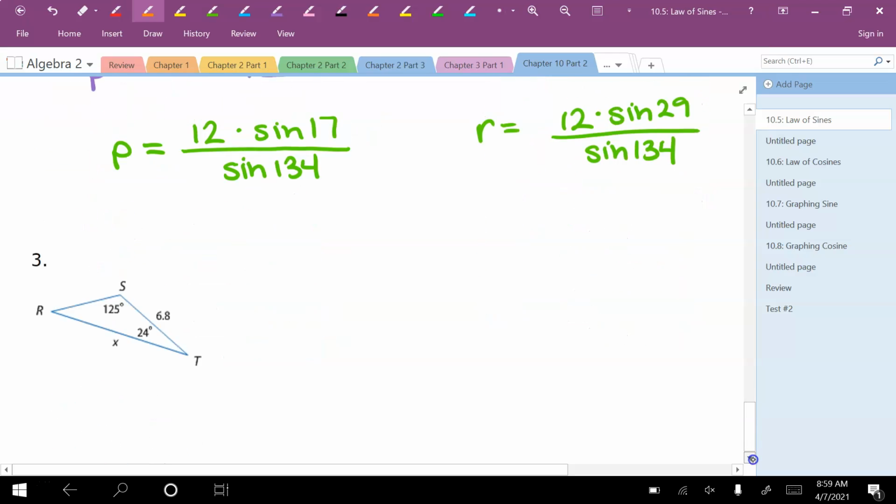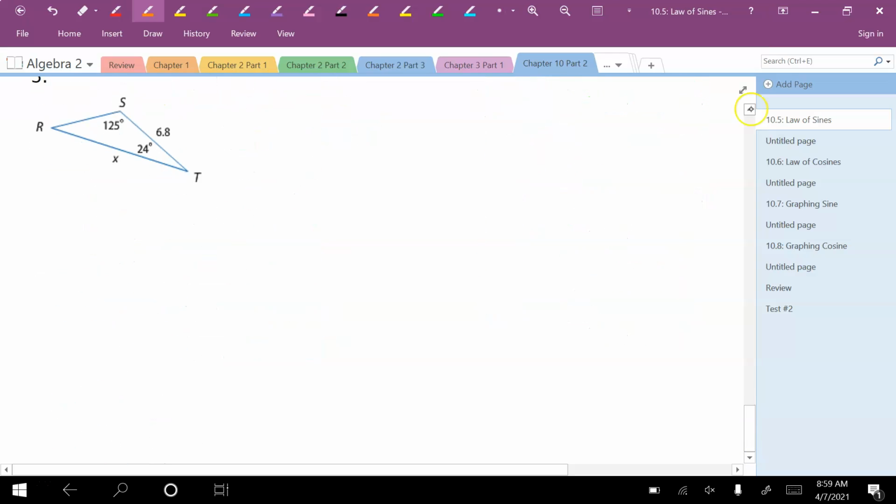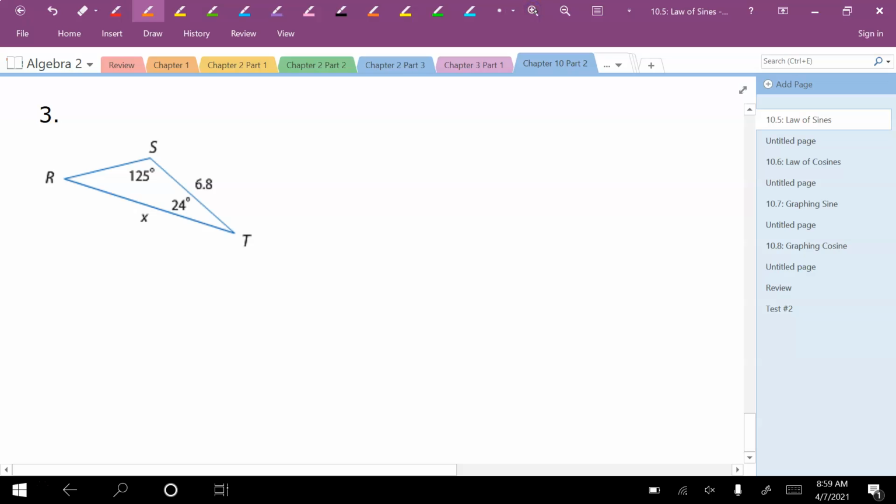There is one more on this page here. And if you would like to try it on your own and have me check it for you, I can do that. It's exactly like those last two that we just did, so it would be a similar setup. You would want to find that angle R first, and then use that to help you set up your sine proportions to help you figure out those missing sides, X, and then you can call that other side whatever you would like.